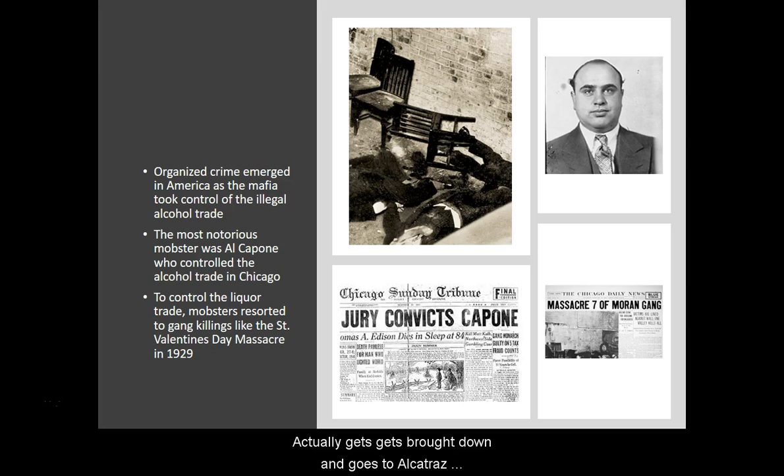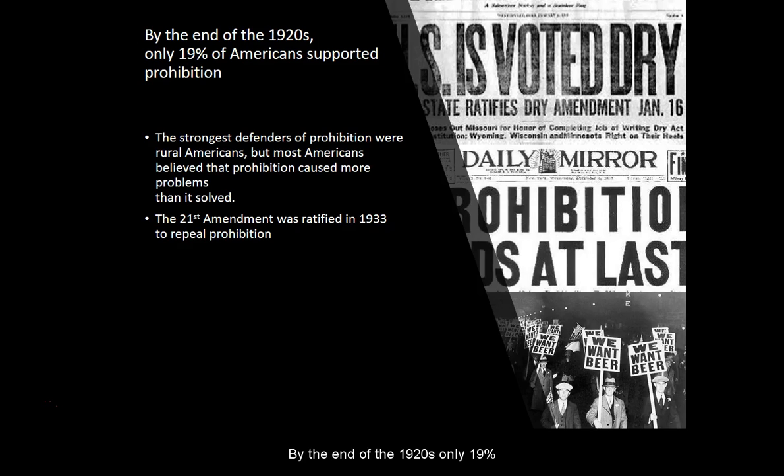He actually gets brought down and goes to Alcatraz, which is a big prison in San Francisco, because he doesn't pay his taxes. He's making all this money, but he's not paying his income taxes, so he ends up getting in trouble for that. By the end of the 1920s, only 19% of Americans actually support prohibition. 19%. That's not even a quarter of the population.